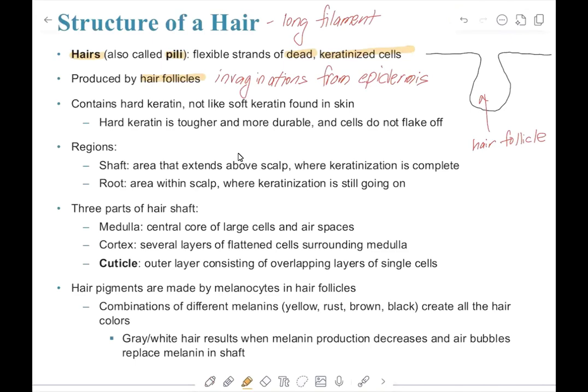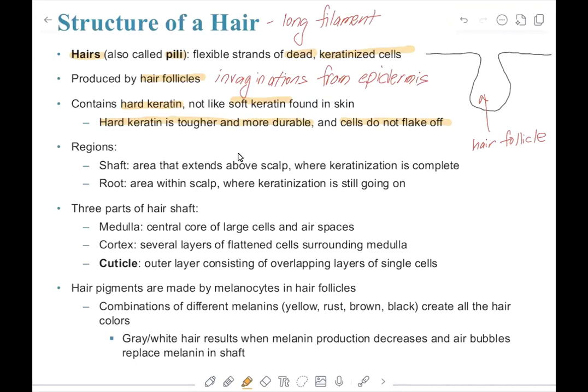So there are such things as hard keratin as well as soft keratin, which is found in the skin. And there are certainly advantages for hard keratin over soft keratin. For one thing, it's tougher and more durable, and the cells do not flake off like they do in soft keratin. Recall the stratum corneum that you've already learned about. It's going to slough off or flake off as it's replaced by deeper layers of the epidermis.